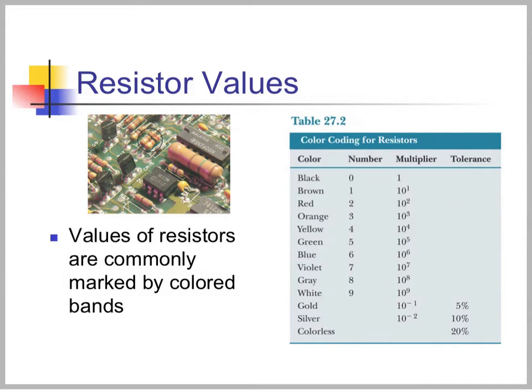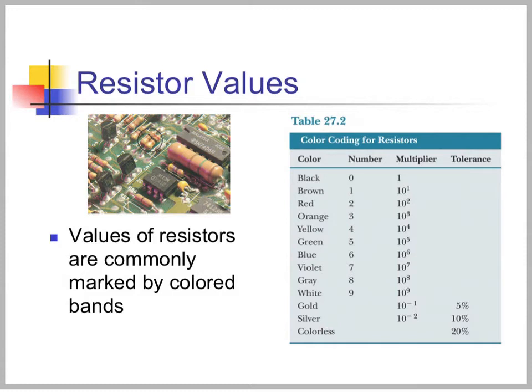Now, resistors can sometimes have the value of the resistance printed on them, but a lot of times in small resistors we use bands, the colored bands, to denote the value. And the color coding here is black, brown, red, orange, yellow, green, blue, violet, gray, and white. And then there's also gold, silver, or no band on the end.